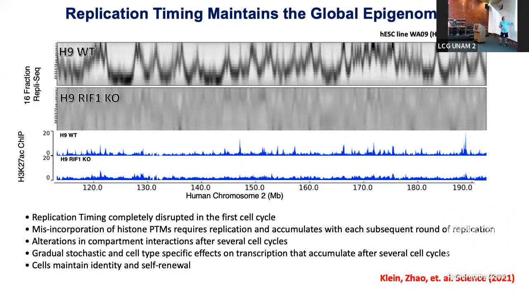But the misincorporation of the post-translational modifications occurs gradually, with each cell cycle getting worse and worse with time. So you know that it's now a kind of random program. That means at random, some regions are going to replicate at the correct time. So you're not going to get a complete wipeout of the epigenome in the first cell cycle because only some regions are replicating at the wrong time. And then we see alterations in compartments, and we see gradual, stochastic and cell type specific effects on transcription.